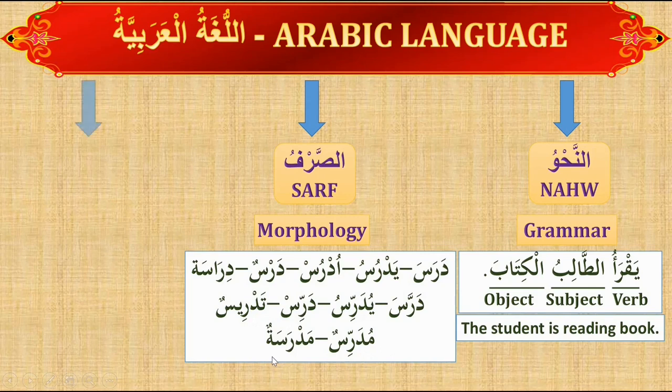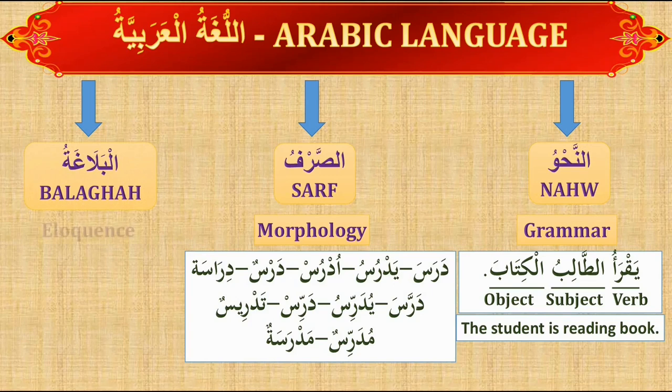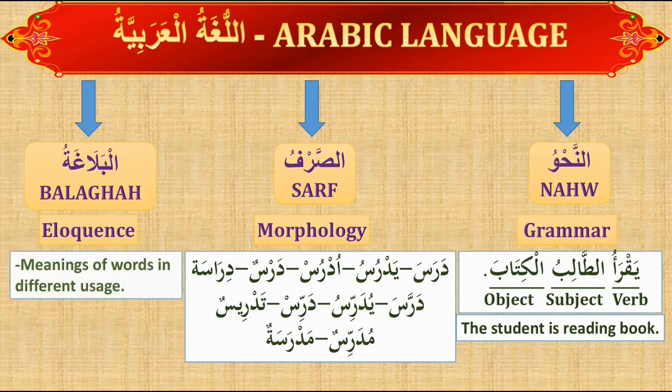And the third science of Arabic language is al-balagha. Balagha, it is a science dealing with eloquence of the Arabic language and how to convey proper meanings according to the situation. Balagha also deals with the meanings of words and how they take shape in different usage.